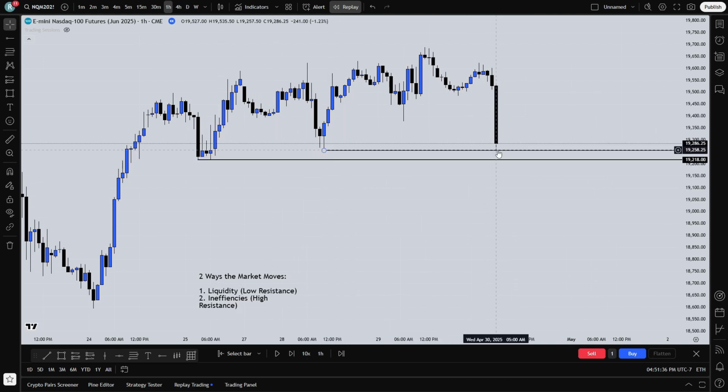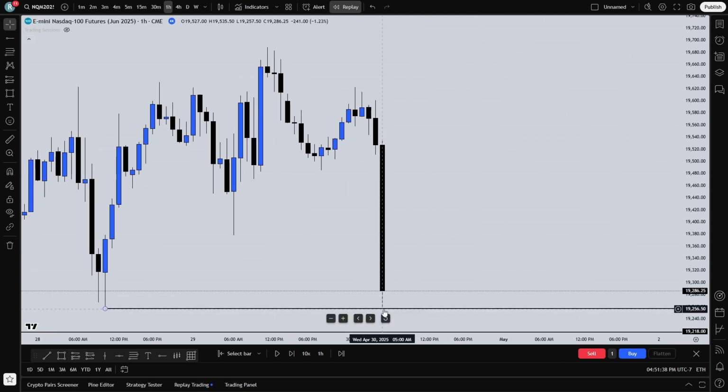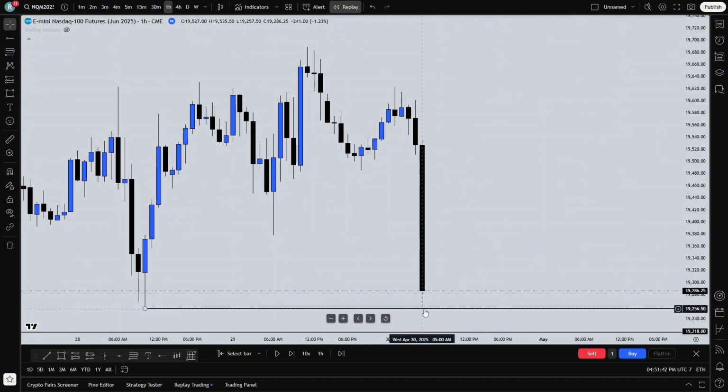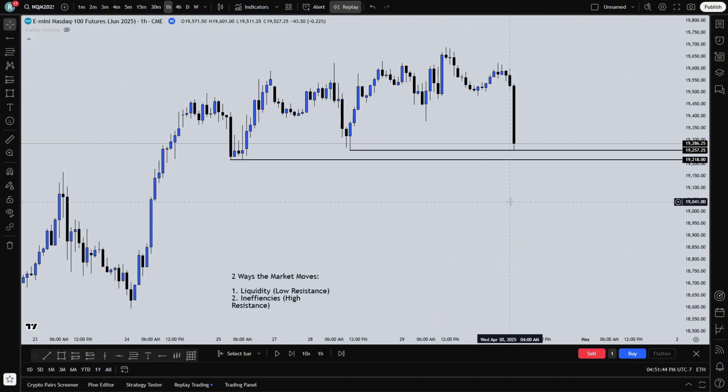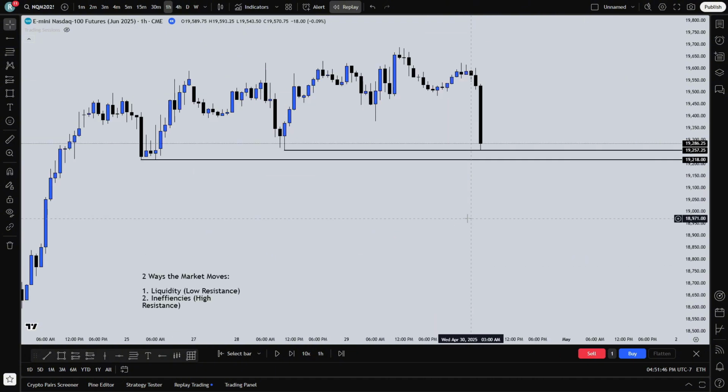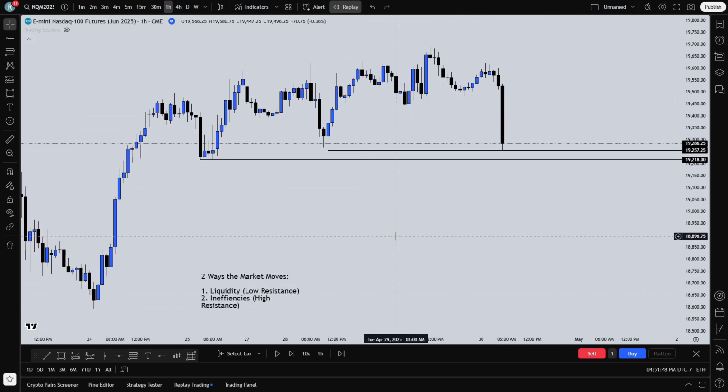It already has taken this out. You see how it wicked into it right there? Tapped into it perfectly. You see that? That is a sign. Perfect. So we got those two marked out.